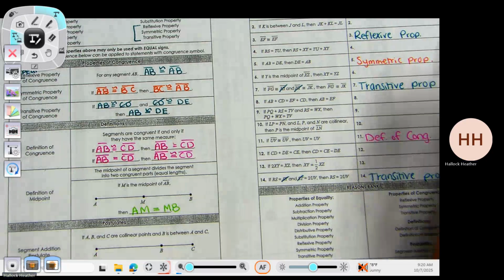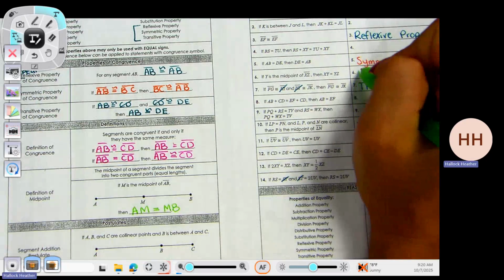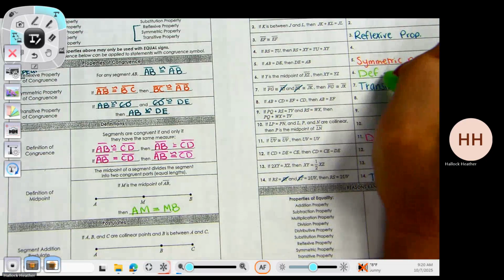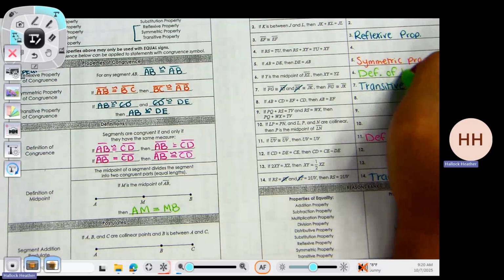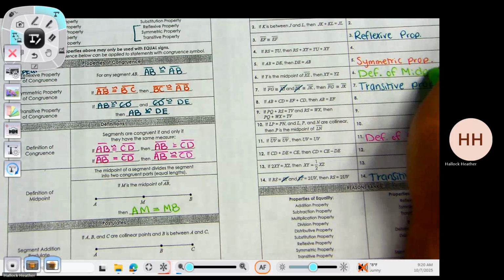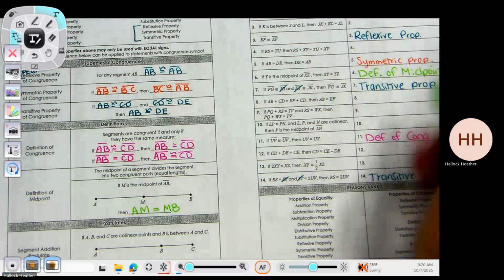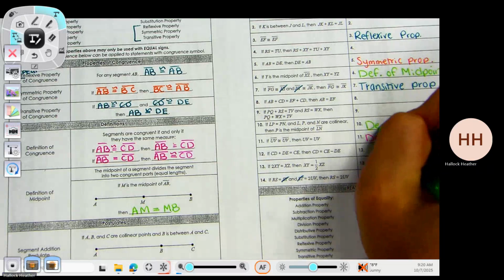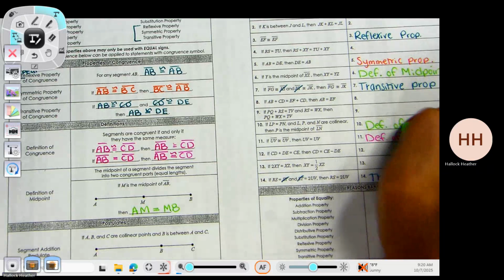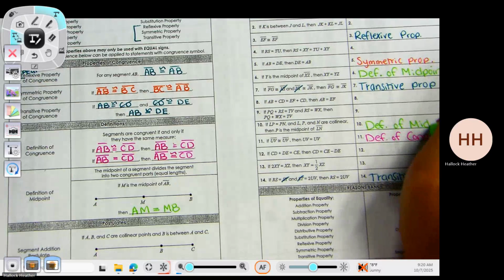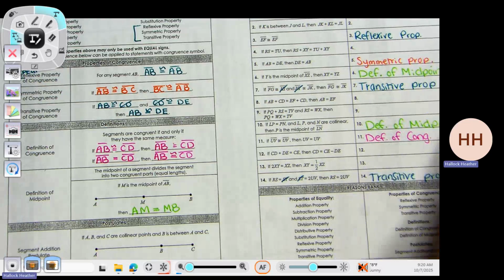There are 2 definitions of midpoints. 6 is definition of midpoint. Hold on. So 6 is one of them, and then 10. Yeah, that's fine. Yeah, if you want to shorthand it.